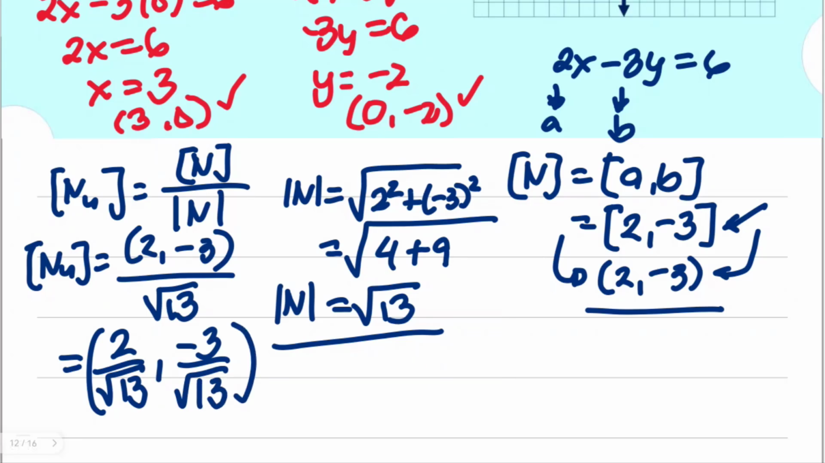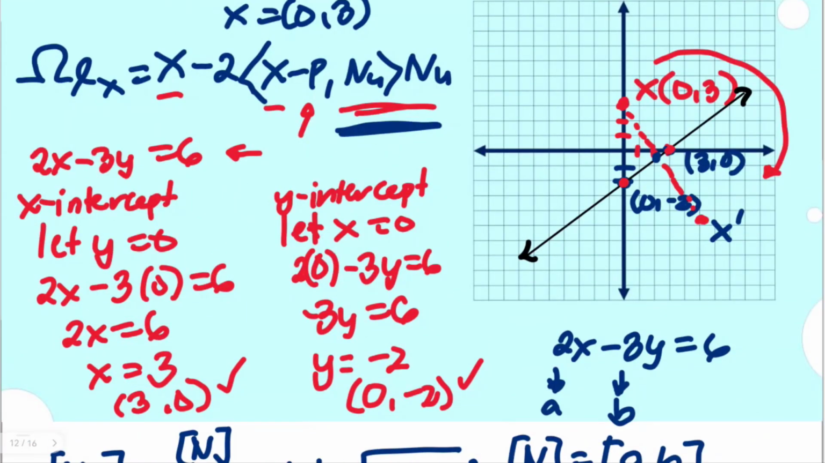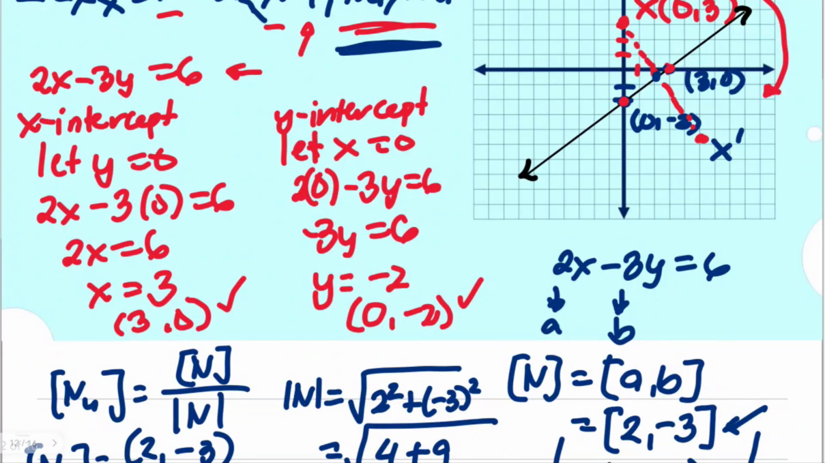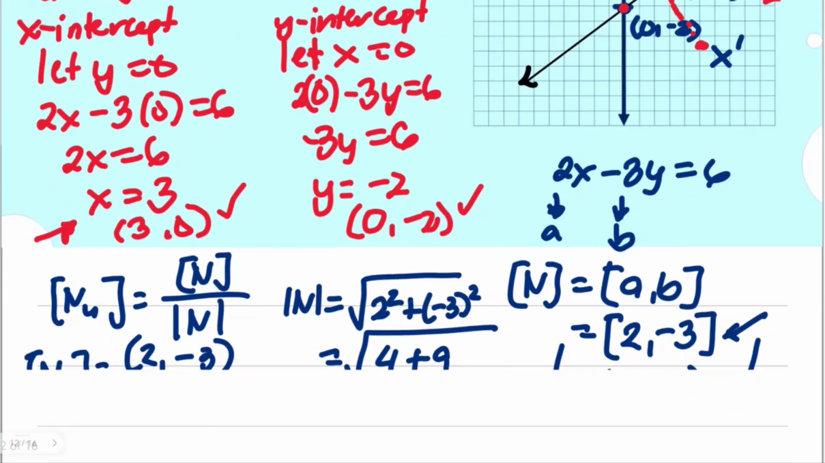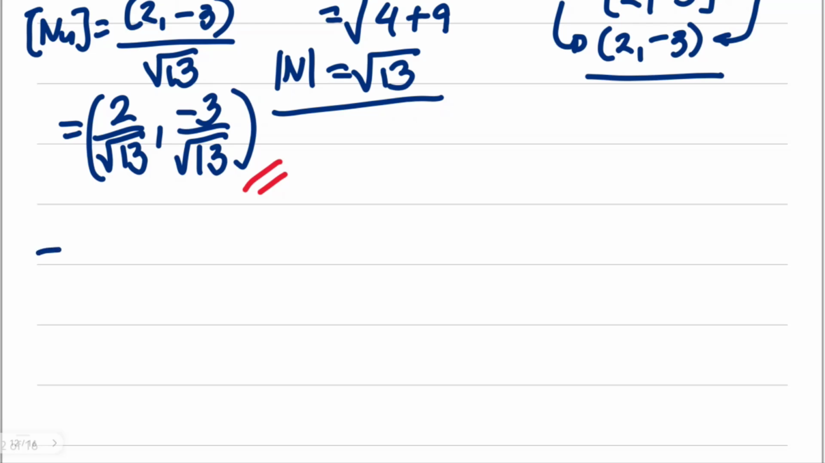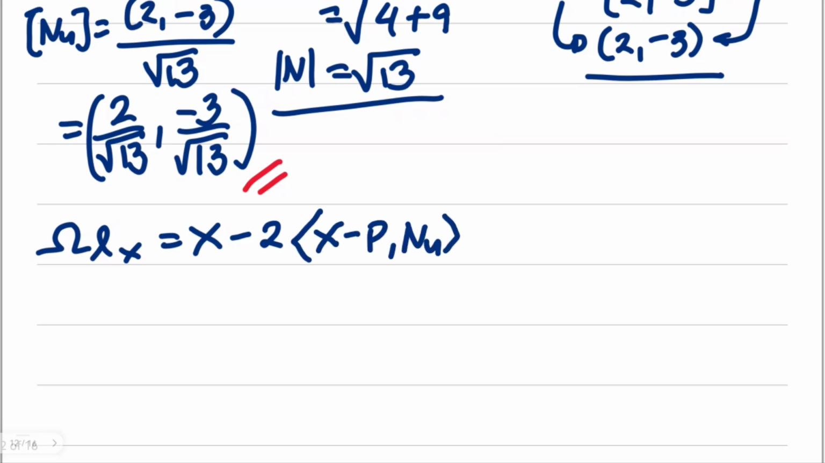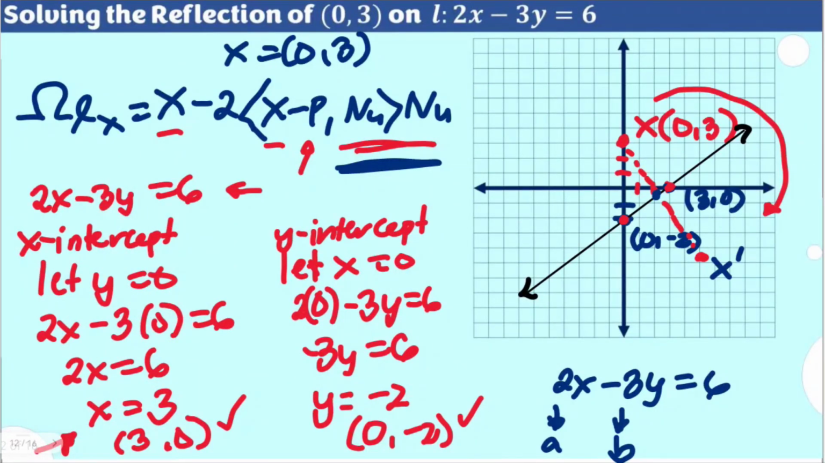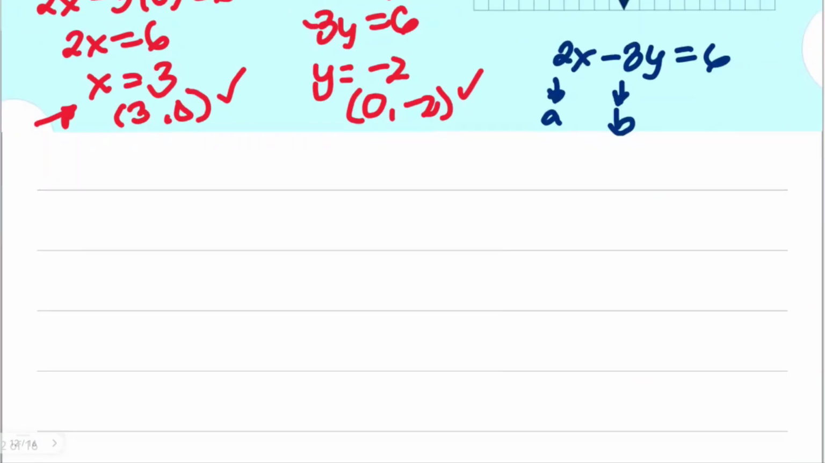Now we have our unit normal vector, and we already have our x earlier. Let me choose the x-intercept for our p. It's now time for us to determine the reflection of our point x along line L with the formula x minus twice the inner product of x minus p and the unit normal vector, times the unit normal vector. Okay, so our x is again (0, 3).